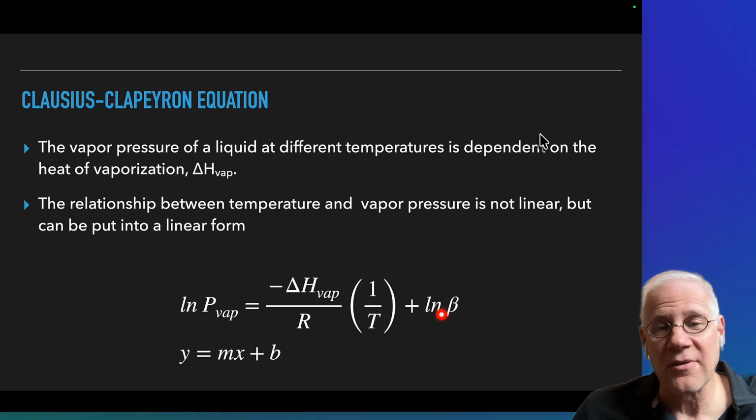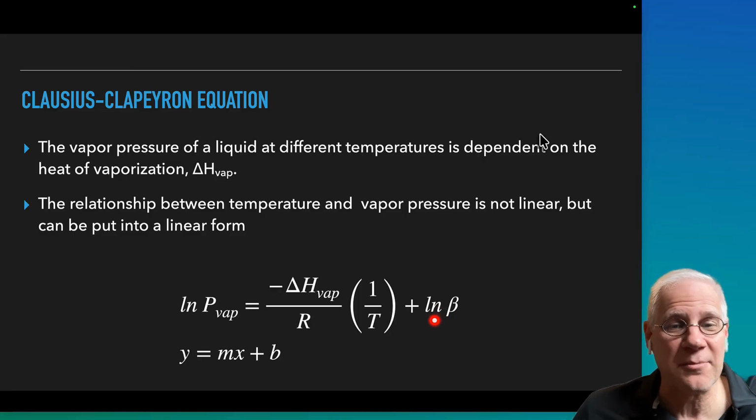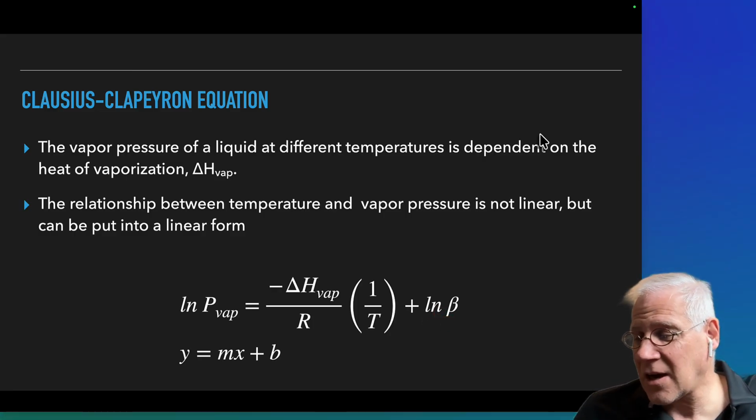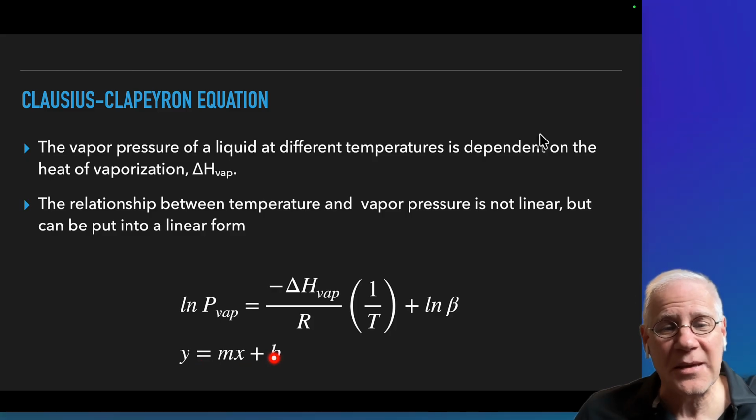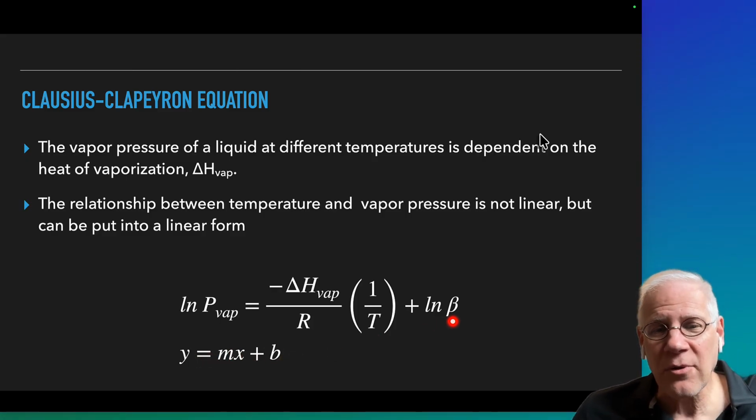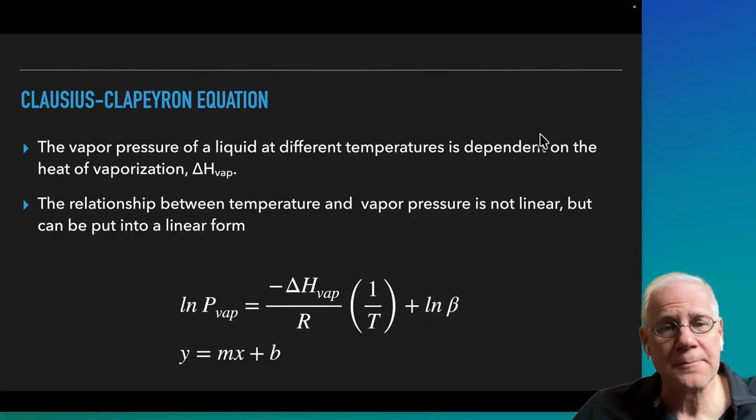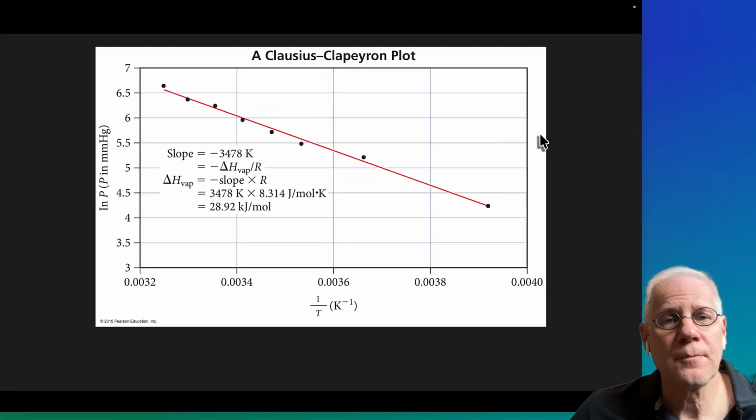And then, of course, we have here this natural log of beta, and this is where some of the problem comes in, because what's beta? And I'll be honest, I don't know what beta is. This is in kind of a y equals mx plus b form, so it is in a linear form here. However, we don't know what that value is. Now, if we go through and measure vapor pressures of a substance at different temperatures, we could plot those and actually find this value of beta.